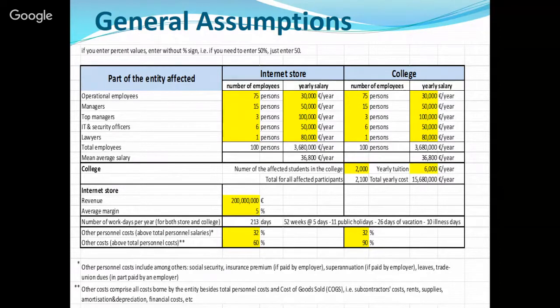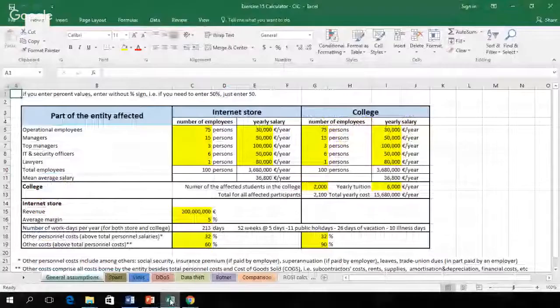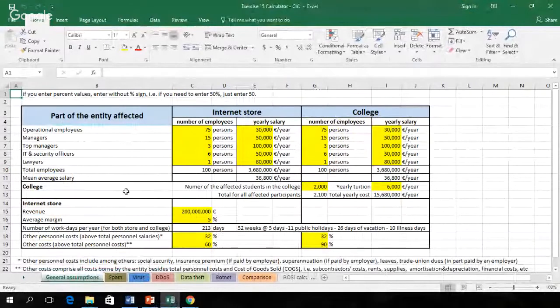Second, other cost comprises all costs borne by the entity besides total personal cost and cost of goods sold, which we call COGS. Examples: subcontractors cost, rent, suppliers, amortization and depreciation, financial cost, and so on. Now we will calculate the cost of incident for each threat separately. Now I am going to show the Excel sheet, the cost of incident calculation Excel sheet. This is the one I talked about.